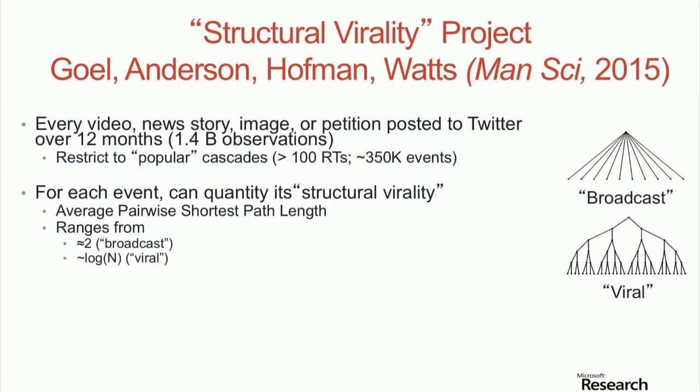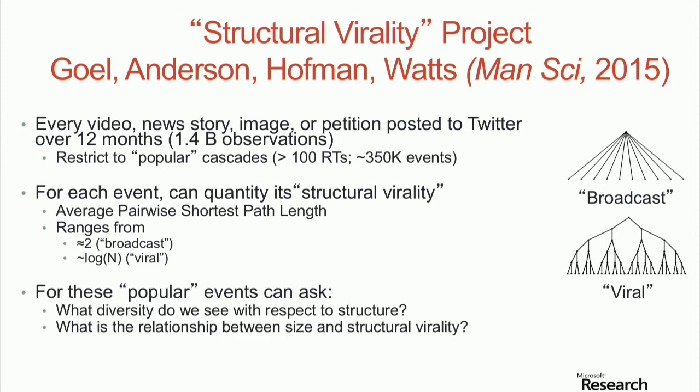And then if we have one of these multi-generational branching processes, something that looks like our mental model of a viral event, then the depth of that tree is going to be proportional to log of n, where n is the total number of nodes in the cascade. And therefore, the average shortest path length is also going to be proportional to log n. So for every one of these 350,000 events or cascades, we can compute some number, which is the average shortest path length, and it's going to be between, roughly speaking, 2 and log of n.